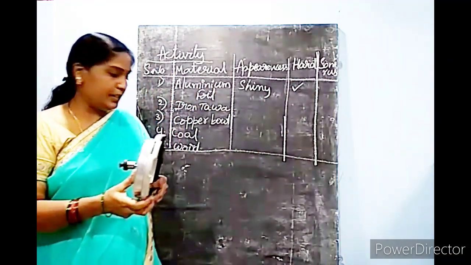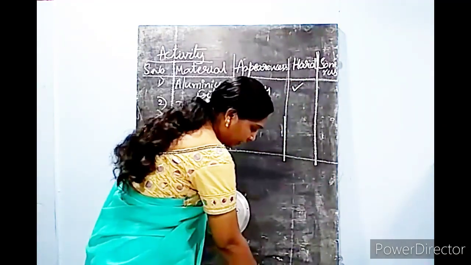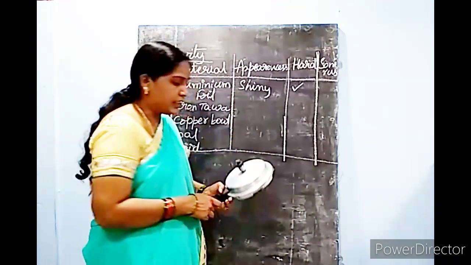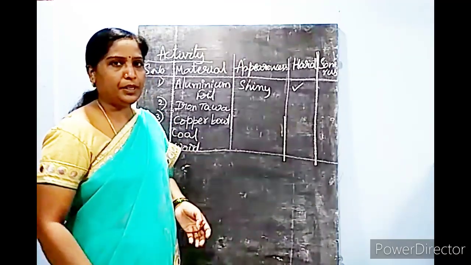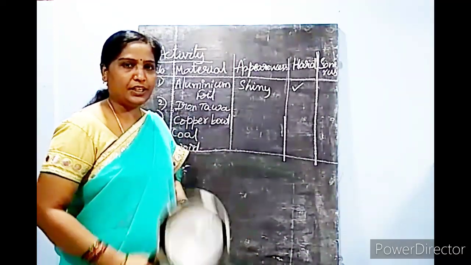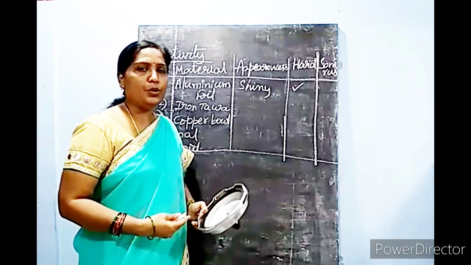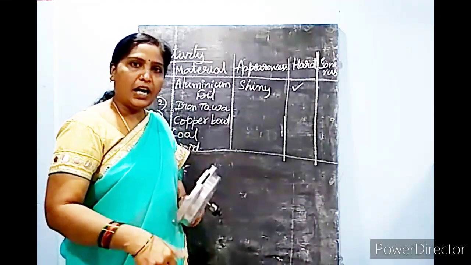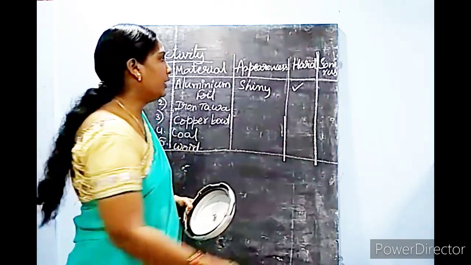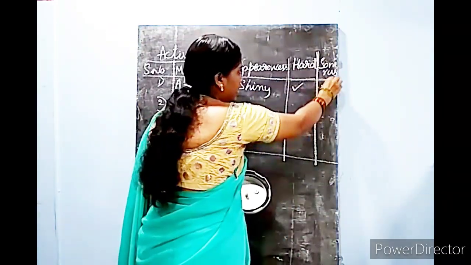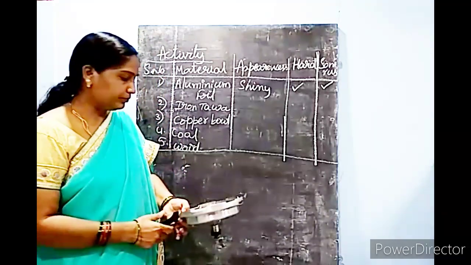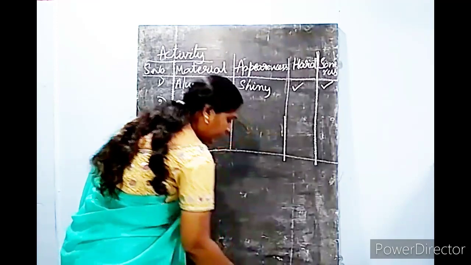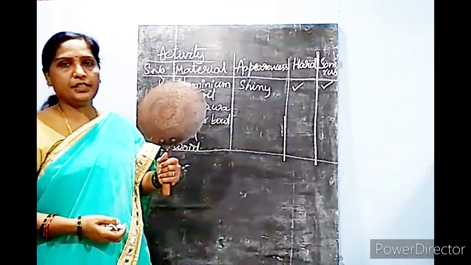And when we beat this metal with any other metal, it makes some sound. When we beat this, or when we drop it down, it makes some sound. You know that, right? So this is the sound which it makes when it is beaten with another metal, or when it is dropped. That sound is known as sonorous. So it is sonorous.